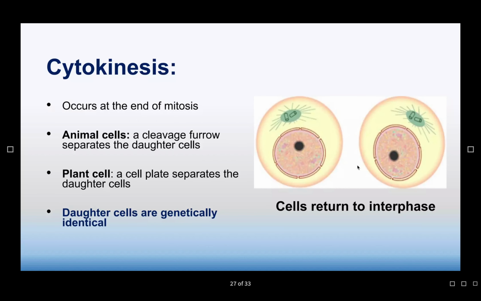But if it's in a plant cell, I told you what will happen. Cell plates will be formed, and these cell plates are small vesicles that are being produced by the Golgi apparatus that will line up and fuse together in order to divide the cell into two. So that is the end of mitosis. That's just mitosis for you.